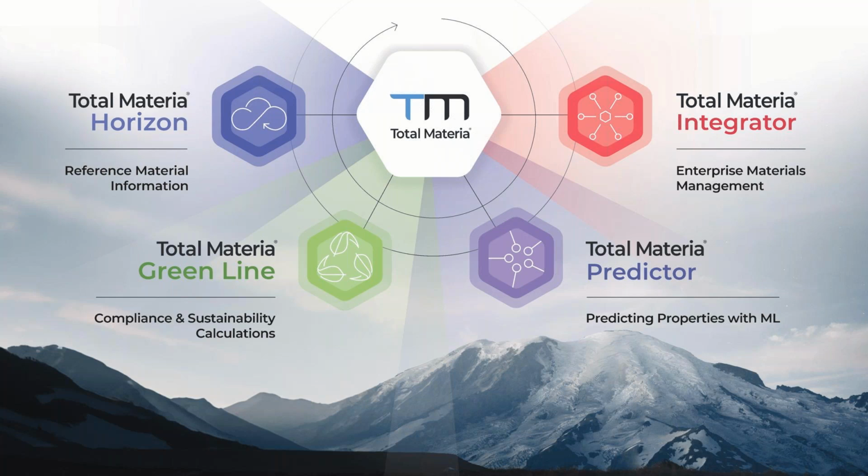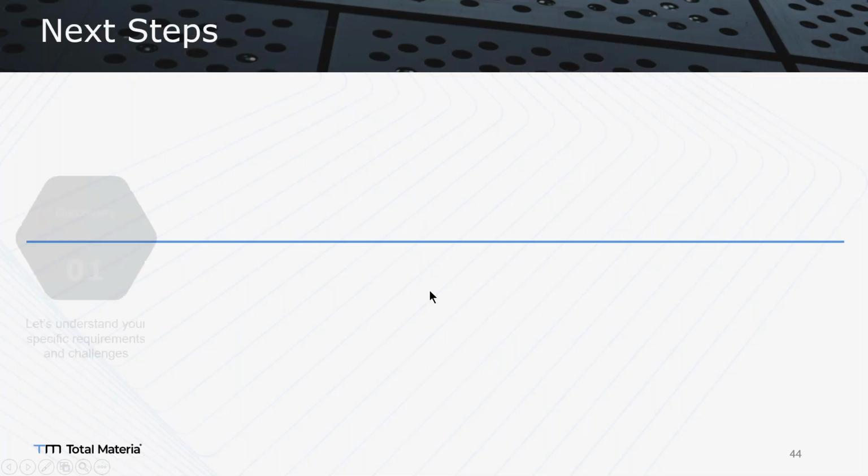Do not hesitate to contact us. Well, these are our solutions. I know you have Horizon access, but Total Materia is more than that. Some of you have Integrator access, and still you can test Predictor for material improvement or to understand the missing properties of material behaviors. And Green Line is all about green material selection.